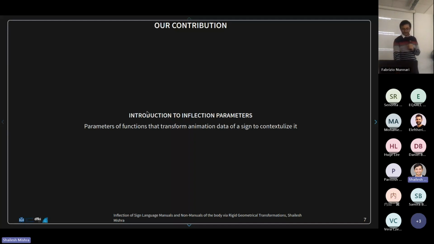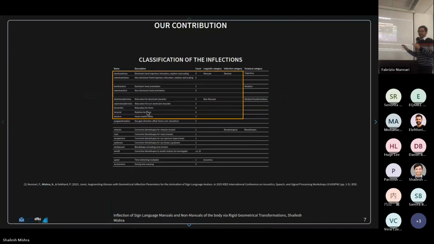Next, we have divided this whole inflections into multiple categories. And the table is not important. Please do not focus on that. What is important is that we are only focusing on the skeletal animation because we didn't have the data for the facial motion. So we want to focus on the inflection of a whole full body motion.